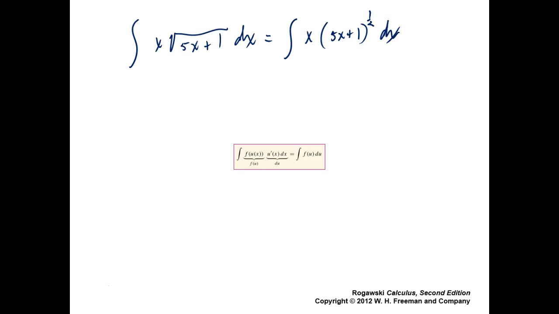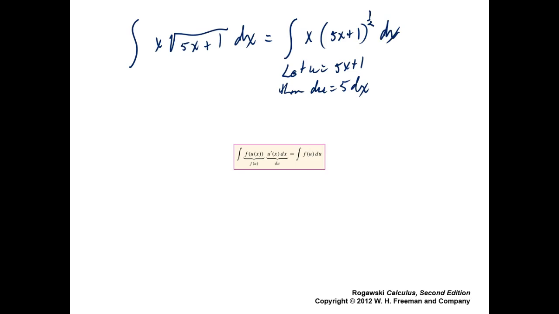And then what would you do next? Let u equal what? 5x plus 1, the innermost part of the most complicated part, right? So u equals 5x plus 1. Good. Then, next step, du is equal to 5 dx. Okay. Good deal.